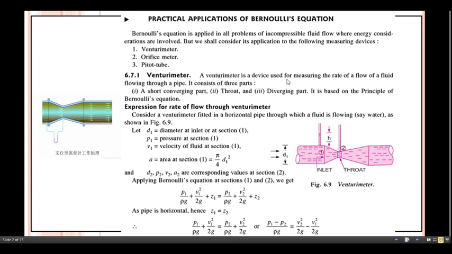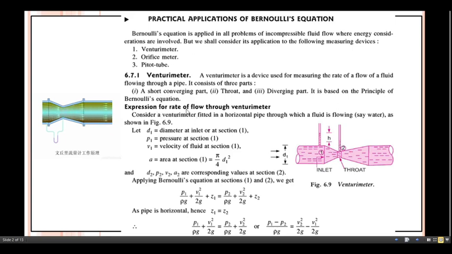So the Venturimeter is the device used for measuring the rate of flow of a fluid flowing through a pipe. It consists of three parts. The first one is the converging part, then the throat and the diverging part. It is based upon the principle of Bernoulli's equation.